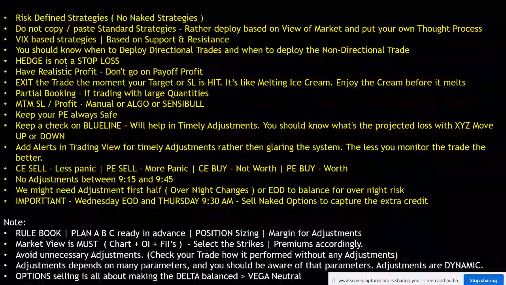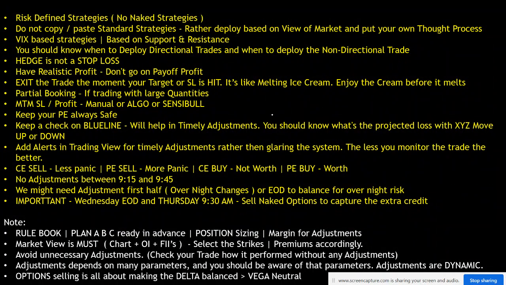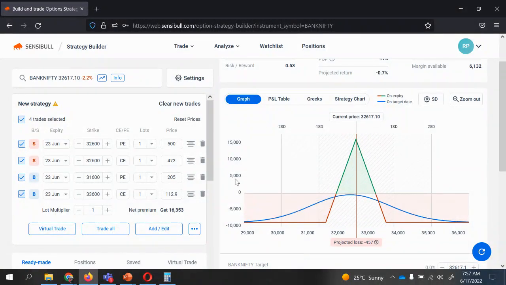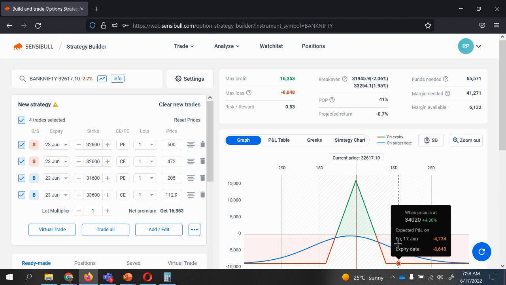All right, what is the next point? Edge is not a stop loss. There is a myth in the market saying that. I'll show you one example. See, we have this iron fly, and both these edges are not the stop loss.